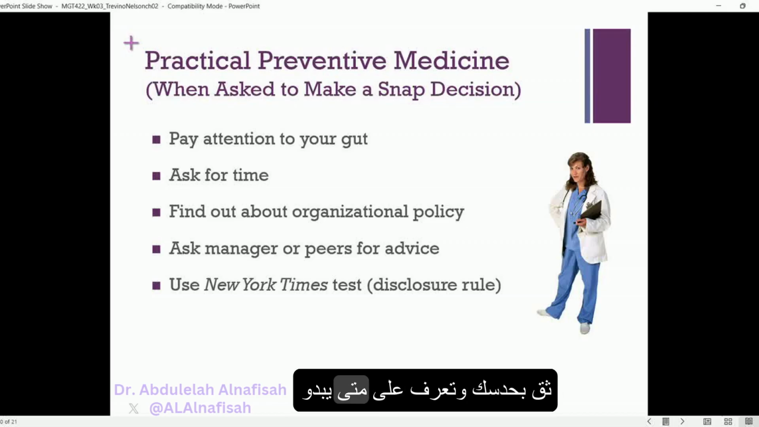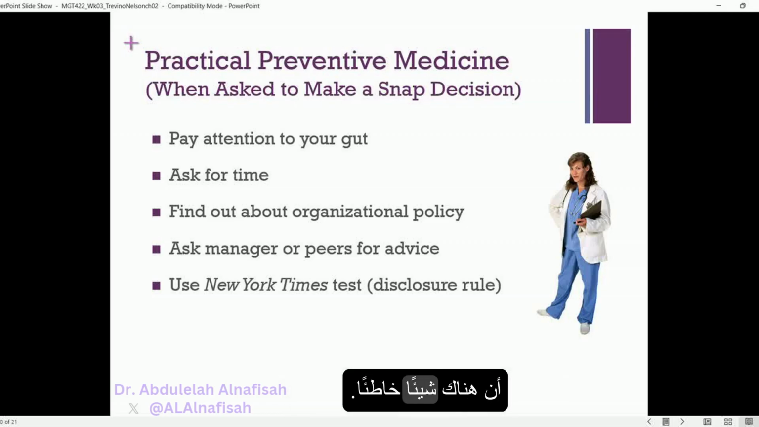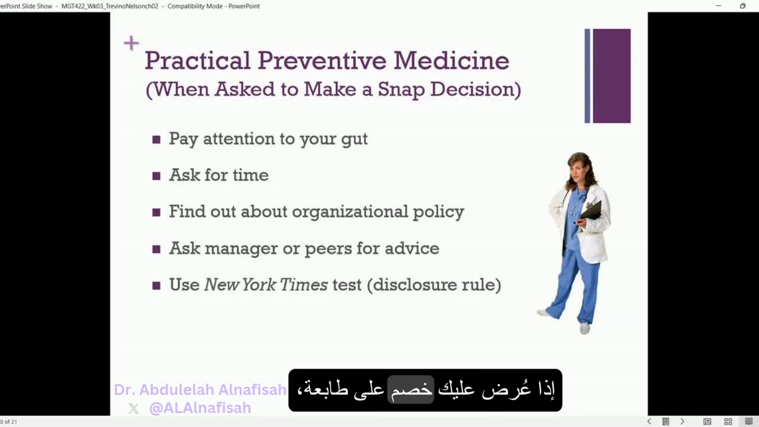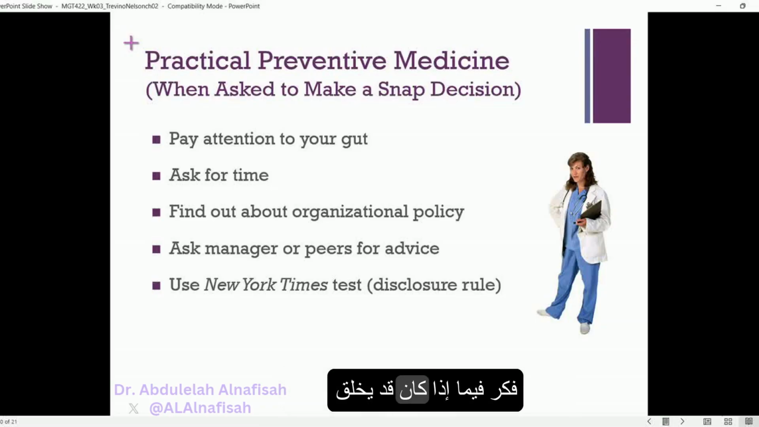Trust your instincts and recognize when something feels wrong. You can ask for more time to think, consult policies, or seek advice from colleagues or managers. For example, if offered a discount on a printer, consider whether it might create a conflict of interest, even if it appears acceptable. Use the New York Times test. If you'd be uncomfortable with your decision being public, reconsider it. The perception of fairness is as crucial as actual fairness.